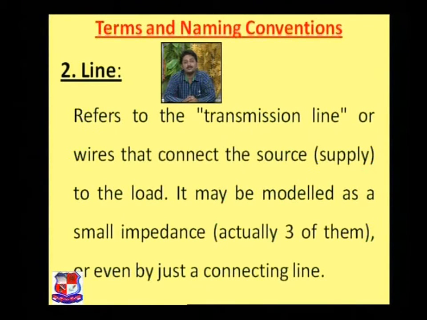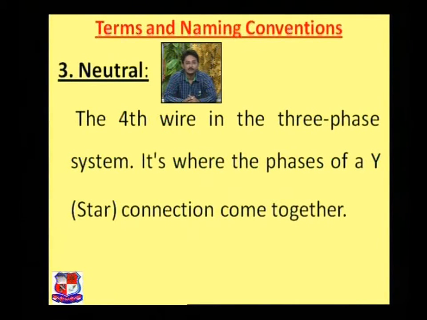It may be modeled as a small impedance, actually three of them, any one of them you can use, or even just the connecting lines. So the three-phase circuit contains three lines, or three phases, individually. The neutral is the point, or you can say a common point for all these lines. So all these lines are connected with the common point. That point is known as the neutral, which is at zero level because it's a neutral point. So it doesn't have a positive value or any negative value.